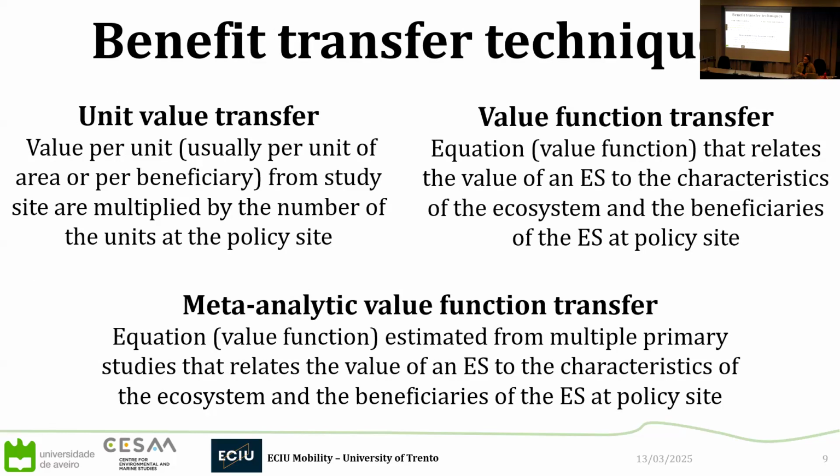There are 3 techniques that can be used. The simple one is the unit value transfer method. Basically, you transfer the value per unit, usually per unit of area or per beneficiary. And then we have value function transfer, which is basically an equation that relates the value of an ecosystem service to the characteristics of the ecosystem and the beneficiaries of these ecosystems at the policy site.